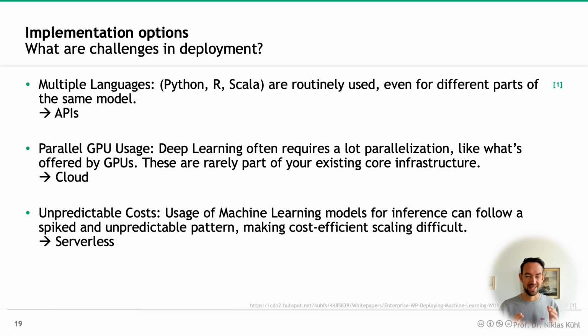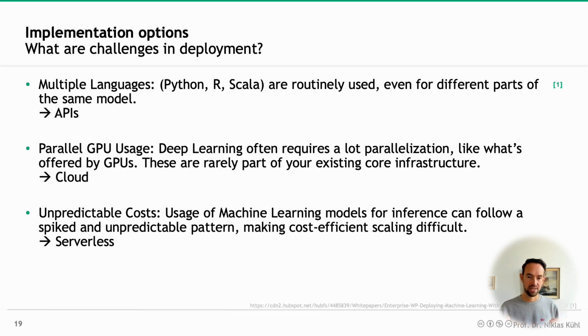The second one is nowadays we typically use deep neural architectures, so deep learning, and this often requires a lot of parallelization. And that's something that is typically offered by graphical processing units, right? The graphics card of a machine, or short GPUs. And in the old world, that is rarely the part of existing core infrastructure, which was very much focused on CPUs. And you can see this in the demand for GPUs. You can see this also, by the way, in NVIDIA's stock, right? So there is a solution to that. Not everyone needs to buy GPUs. Of course, we can utilize the cloud.